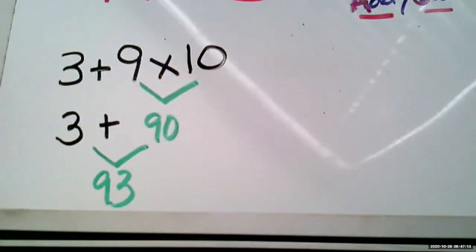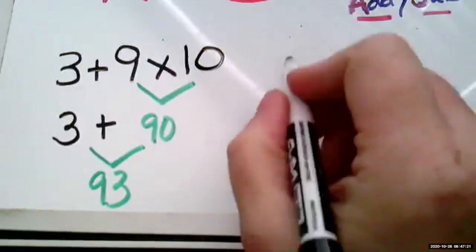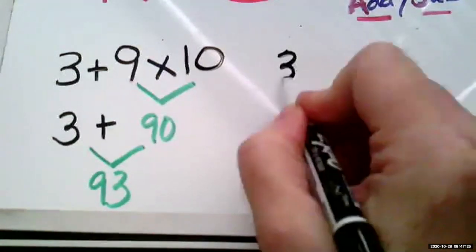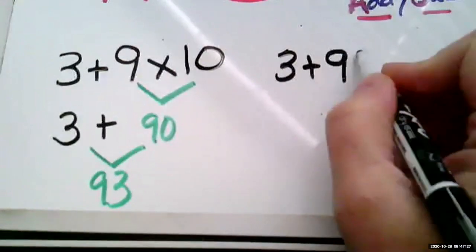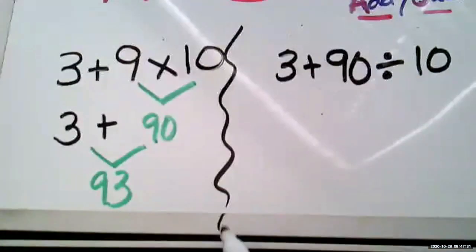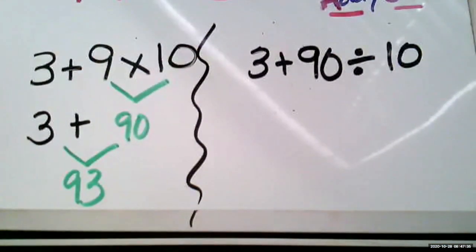All right, very good. Let's do a couple more for practice, and then I'm going to take it up a notch. I'm going to put a few more things in here for you. How about 3 plus 90 divided by 10? Okay, 3 plus 90 divided by 10. So far, show me what you do first.